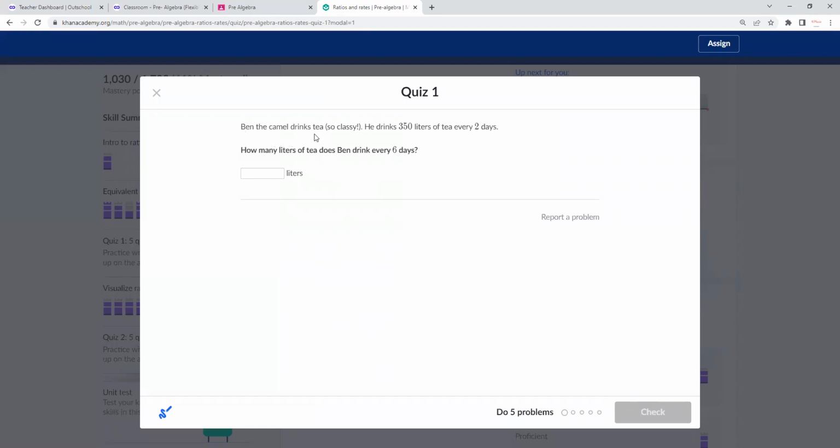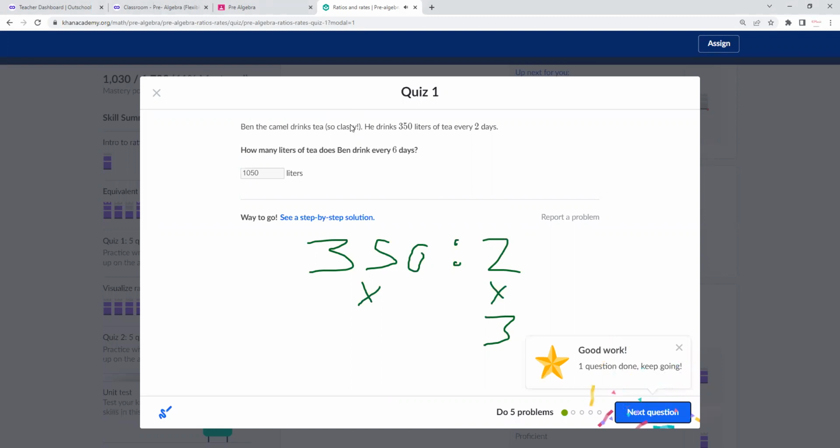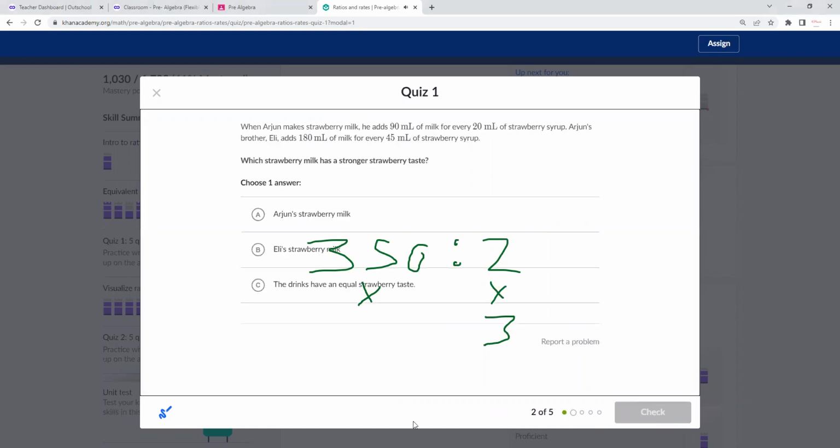Ben the camel drinks tea. So classy. He drinks 350 liters of tea every 2 days. How many liters of tea does he drink every 6 days? So you're going to do a 350 to 2 ratio. So 2 times 3 is 6. 350 times 3, you can use a calculator, gets you 1,050. So that's how much he drinks in 6 days. So classy.